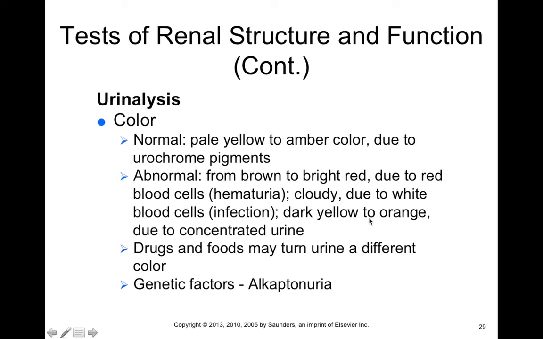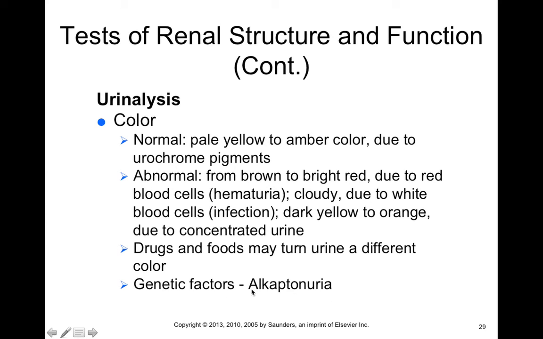Otherwise, if it's dark yellow or orange, this could be highly concentrated urine, which may also indicate a decrease in things like GFR. Otherwise, there are different drugs and foods that can alter urine color, so this is something to keep in mind. Now, there are genetic factors that can influence urine color too, like alkaptonuria, which is a black urine disease.